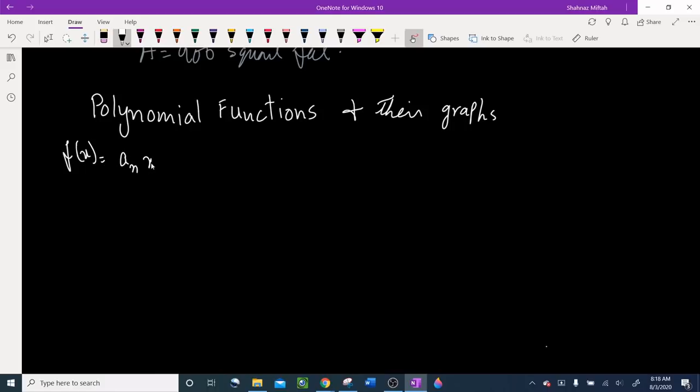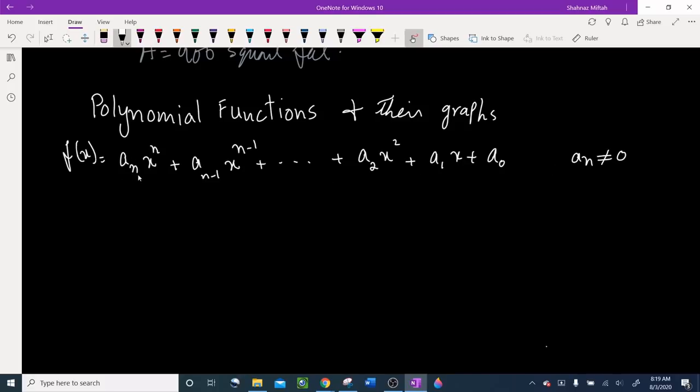Like for example, the function f of x equal a(n) x to the power n plus a(n minus 1) x to the power n minus 1 plus so on, and a(2) x squared plus a(1) x plus a(0). Now this is kind of polynomial function. N is non-negative integer, and these are all real numbers, like a2, a1, a0, these are all real numbers, and an is not supposed to be equal 0.